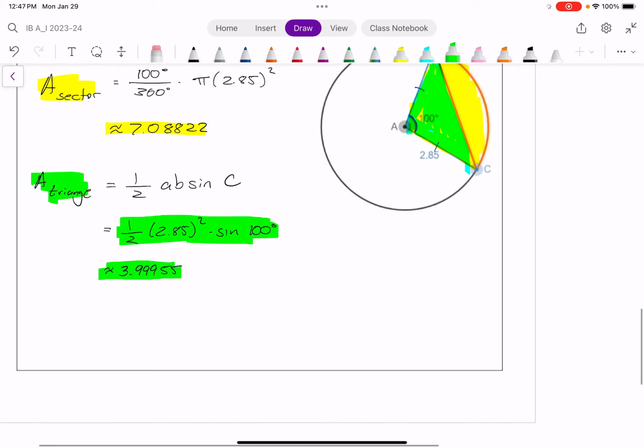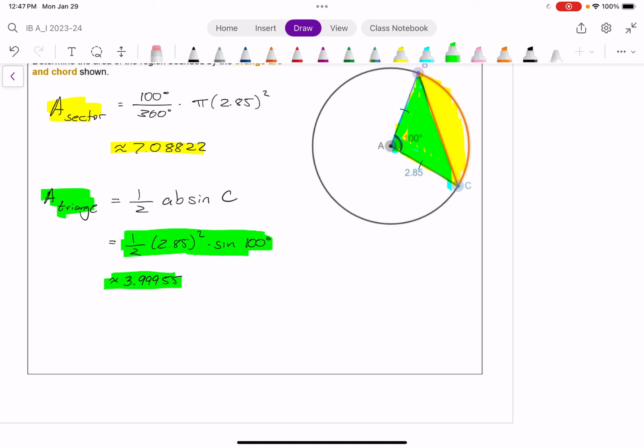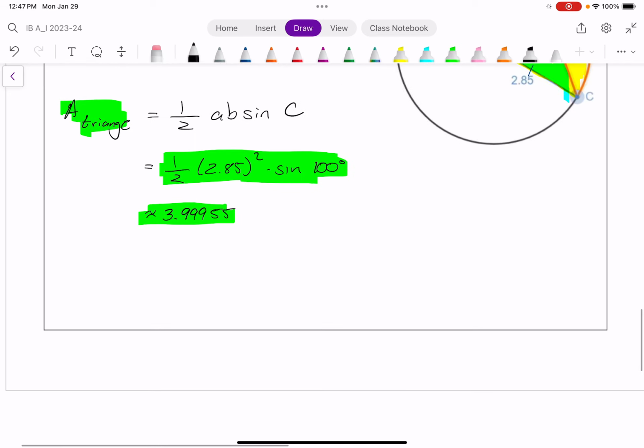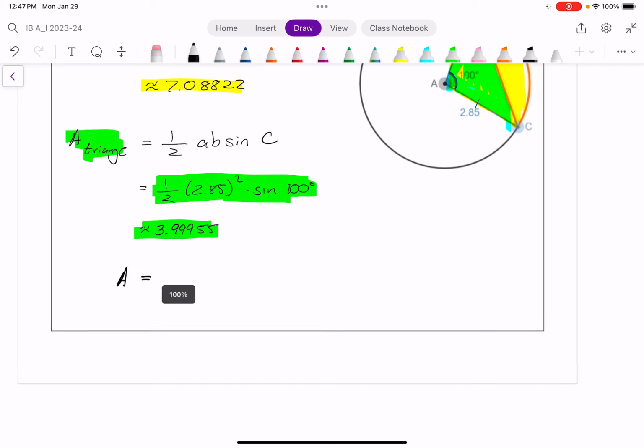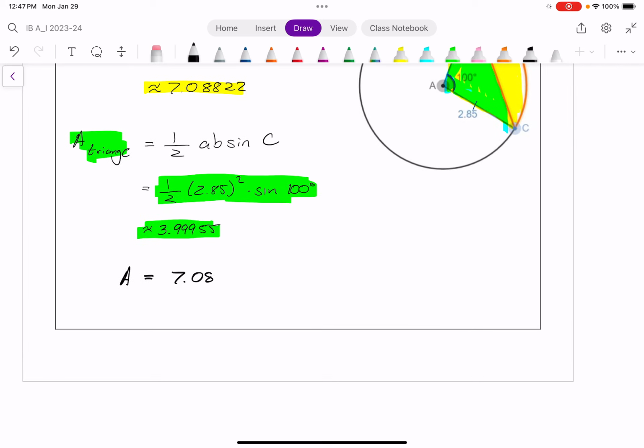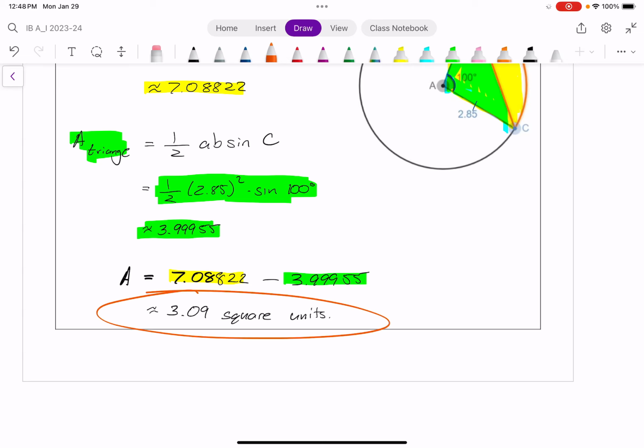And so keep in mind now the area I'm trying to find is the difference between the sector and the triangle. So the area that I want is going to be the 7.08822, minus 3.99955, which again, deliberately gave myself lots of accuracy here, and you get approximately to 3 significant figures, 3.09 square units, whatever those units are, square centimeters, inches, light years, whatever makes you happy. There you go.